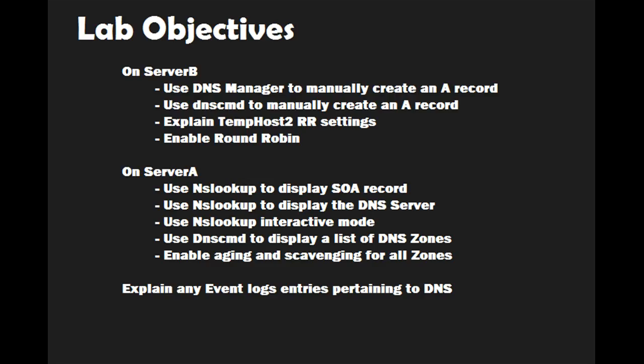Alright, and in this lab we used DNS Manager to manually create an A record on the server B. We used DnsCmd to manually create an A record. We explained the temp host 2 settings. We enabled round robin, and then on server A we used NSLookup to display the state of authority, the DNS server. We used NSLookup interactive mode, and then we displayed a list of DNS zones using DnsCmd, and then we enabled aging and scavenging for all the zones. And then after that we explained all the event log entries pertaining to DNS.